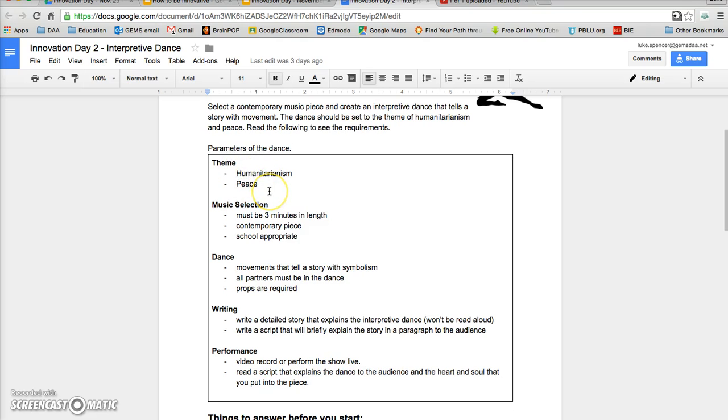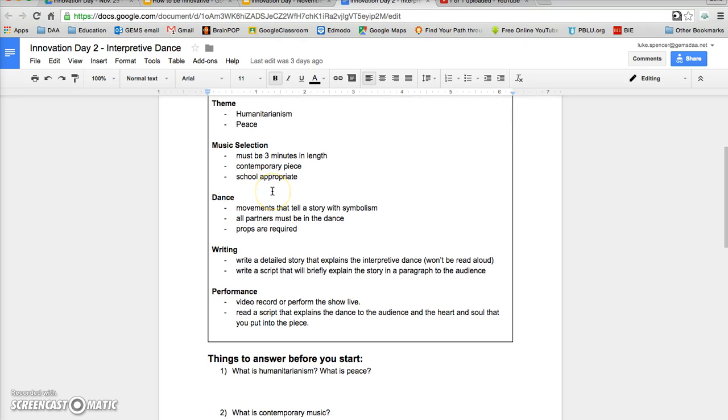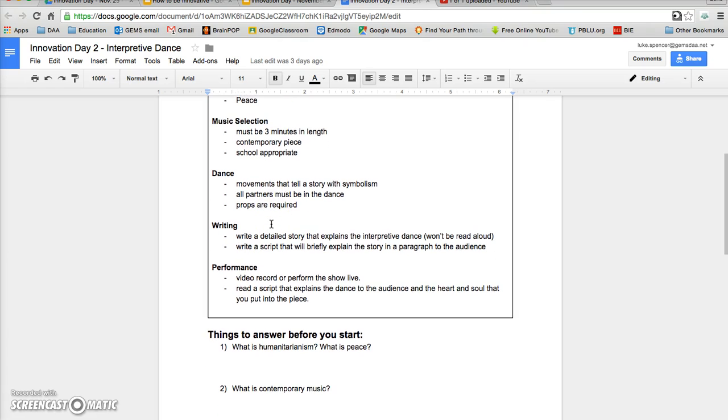You have the theme: your dance must be around humanitarianism or peace. You have a music selection. It needs to be at least a minimum of 3 minutes in length. It needs to be a contemporary piece, and it must be school appropriate. Your dance needs movements that tell a story with symbolism. All partners must be in the dance. Props would be nice if we had some props within the dance too.